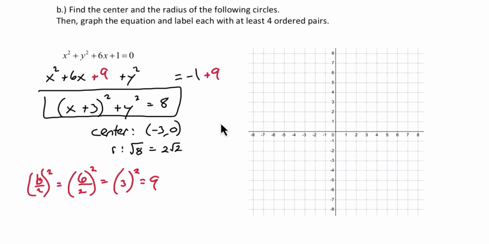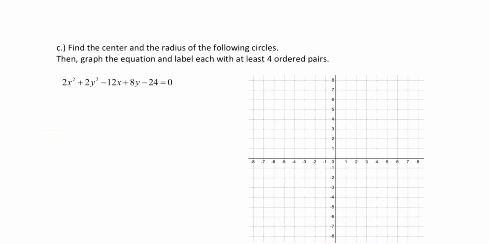From here, we can graph. We have -3, 0. And the 2 root 2 is roughly 2.8. So we'll have to sketch or approximately graph this circle. So that's not quite 3. Go up 2.8, right 2.8, down 2.8, and left 2.8. Again, just approximating these since we have that irrational number for our radius. And we've got a circle.